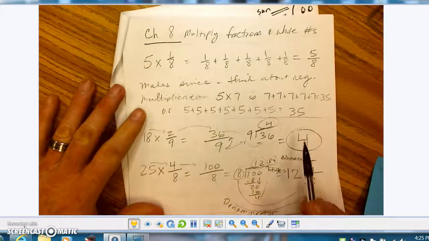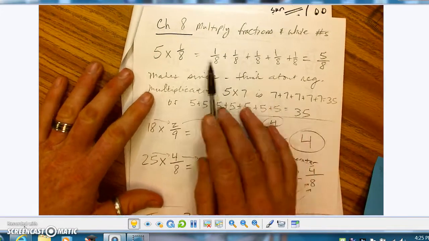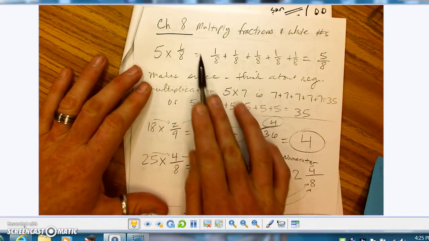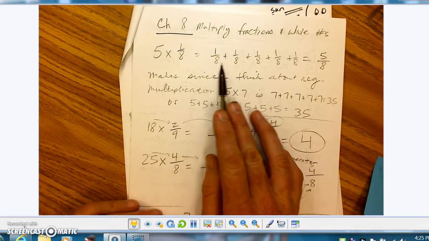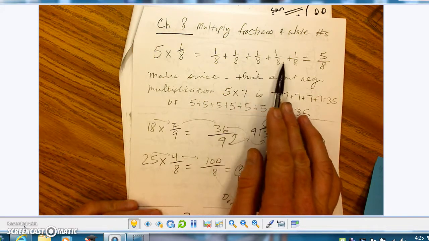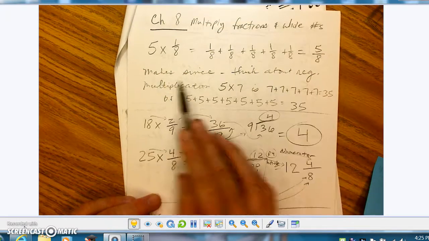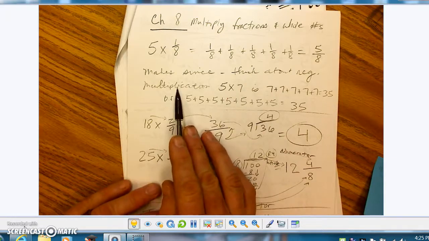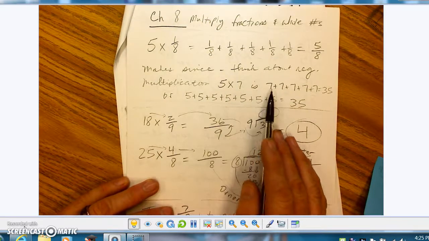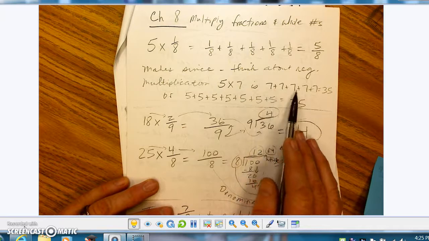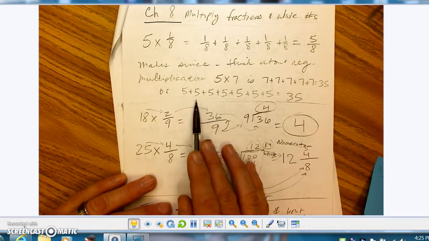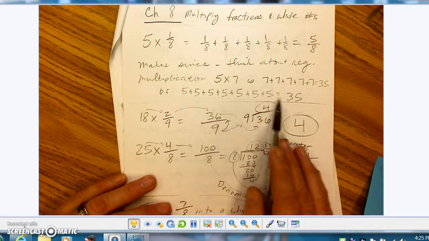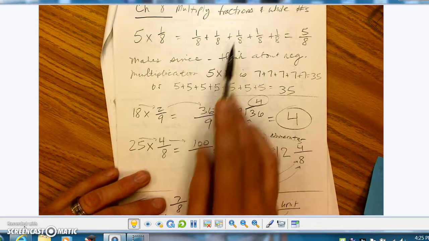Alright, Chapter 8, multiplying fractions and whole numbers. 5 times 1/8 is the same as saying 1/8 plus 1/8 plus 1/8 plus 1/8 plus 1/8, you get the idea, equals 5/8. Makes sense. Think about regular multiplication. 5 times 7 is like saying 7 plus 7 plus 7 plus 7 plus 7, which equals 35. So you're just doing the same thing.